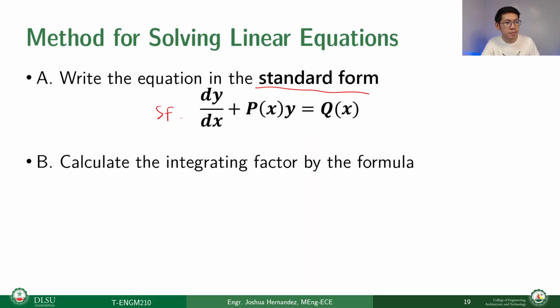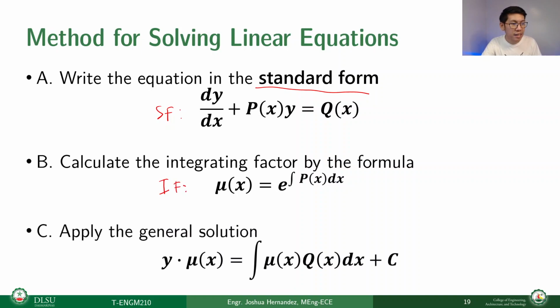Next, we calculate the integrating factor by the formula μ of x equals e to the integral of p of x dx. This is important, and we have already derived this earlier, so I did not include how it was obtained. This is just what we need to take note of. This is our IF, integrating factor. And finally, the third step, we apply the general solution, and that is y μ of x equals the integral of μ of x q of x dx plus c. Again, this was derived earlier.